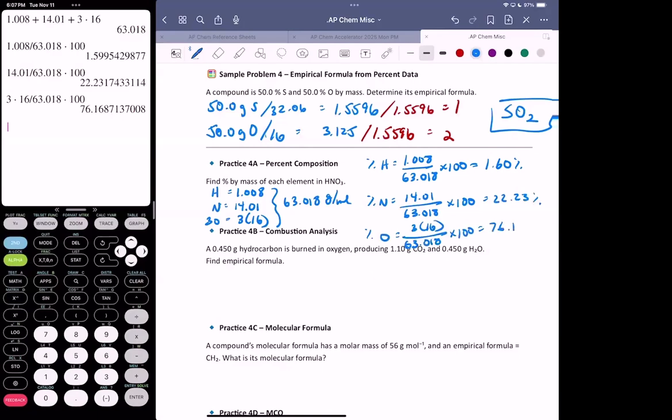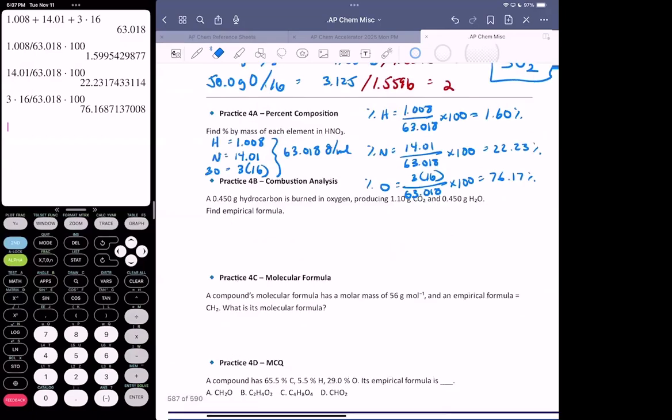And you can eyeball to see if you're right. Do these add up to 100%? 76 and 22 is 98, 98.4, and with hydrogen is 99.4 plus 0.6 is going to be 100%.